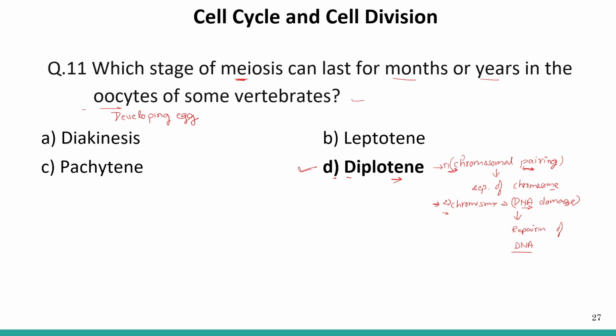There is one more reason for the meiosis to get stuck in the diplotene, that is the regulatory mechanism. Third, you can say, is the regulatory mechanism. Regulatory mechanism means it gives time for the cell to regulate the cell cycle. So these are the three probable reasons why the meiosis gets stuck in the diplotene stage.